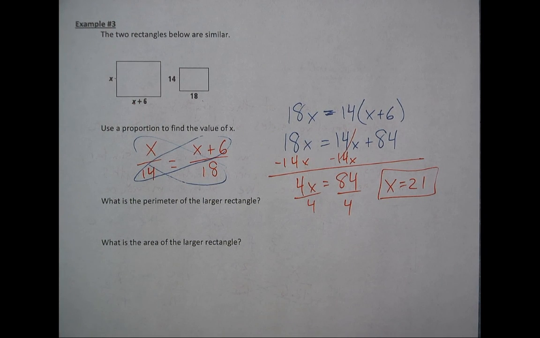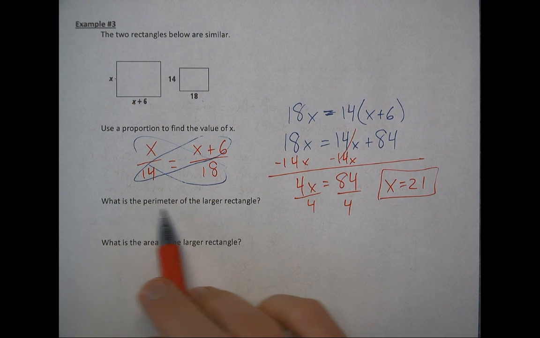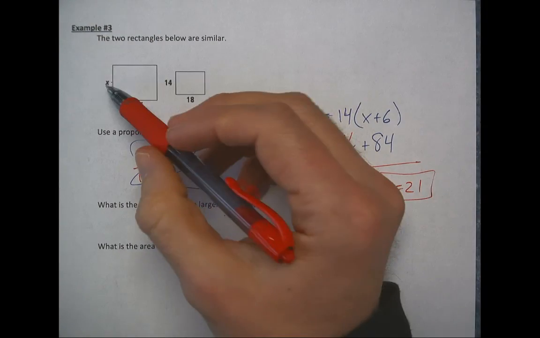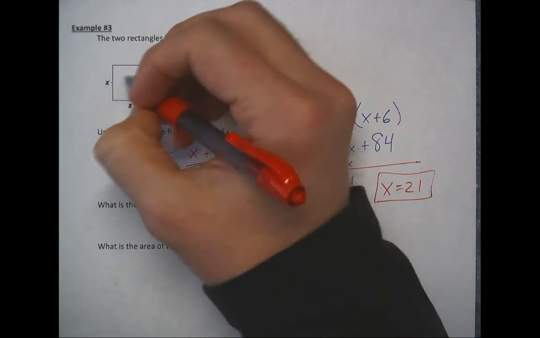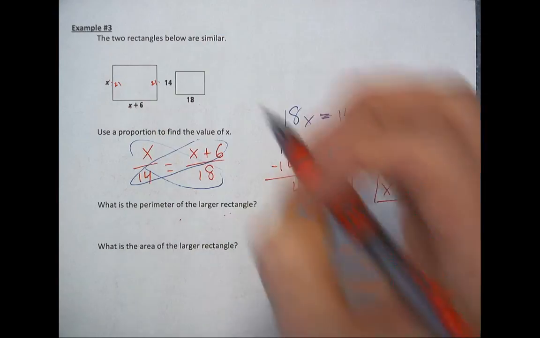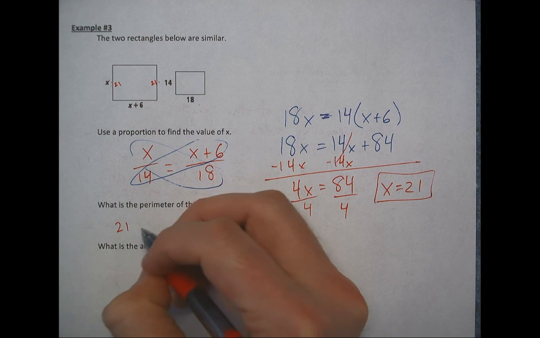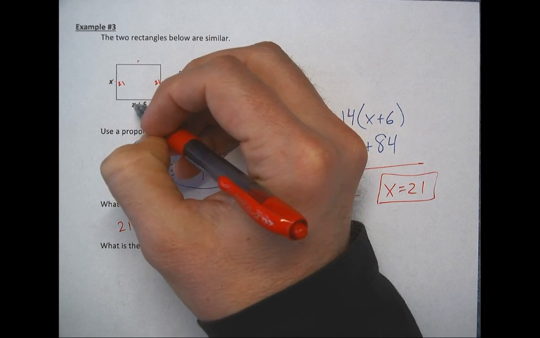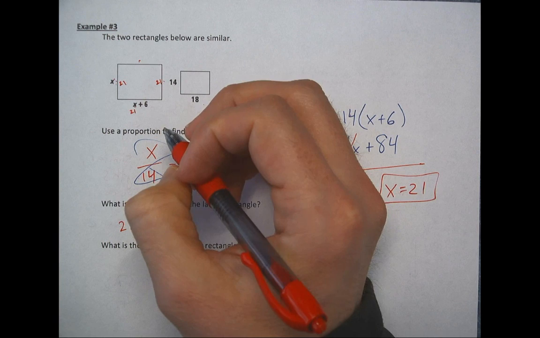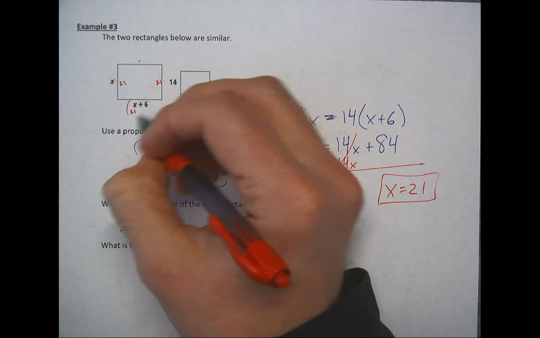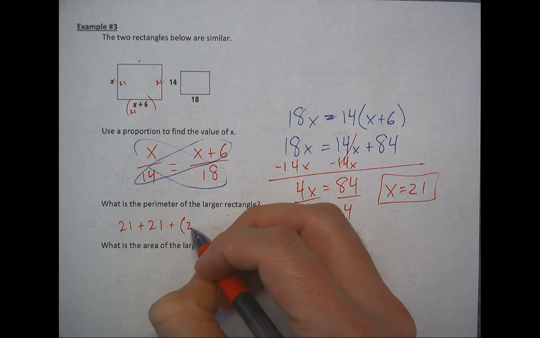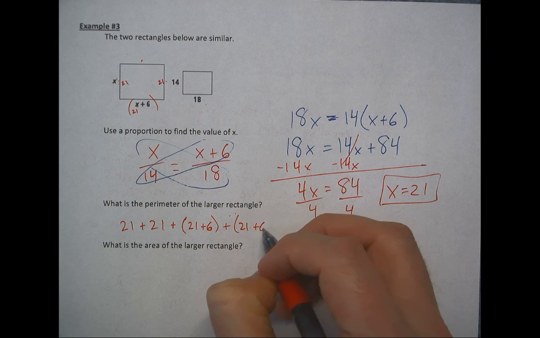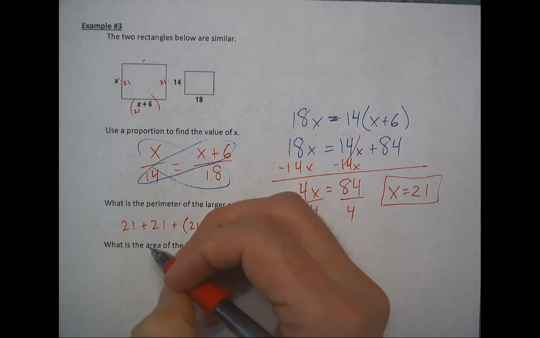I found out what the value of x was. Now they want us to find the perimeter of the larger rectangle. So if you look at the larger rectangle, this side's x, which means that one is too, which means those are both 21 because it's x. So I'm going to have 21 plus these two sides. So again, if x is 21, 21 plus 6 is 27. If you want, you could put this whole thing as 21 plus 6, plus another 21 plus 6. It's a little excessive, though.